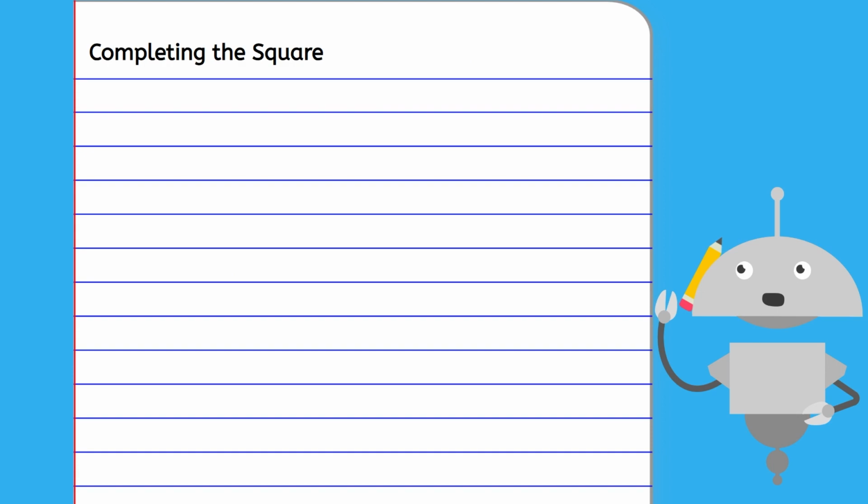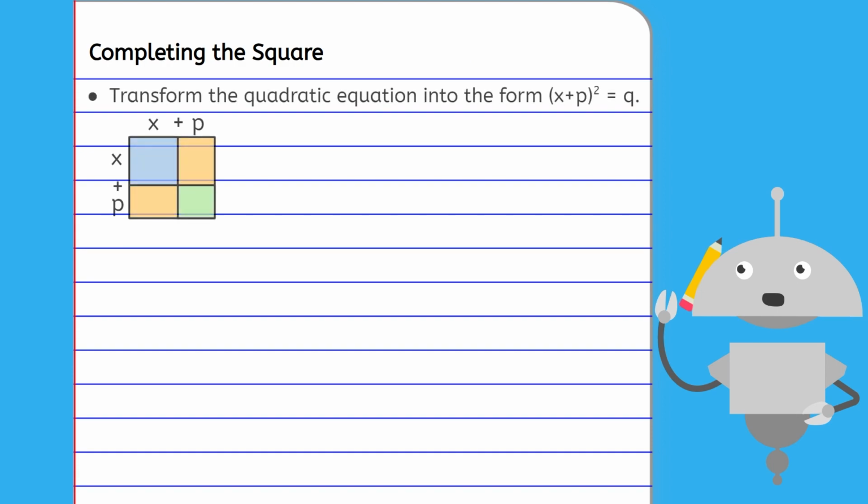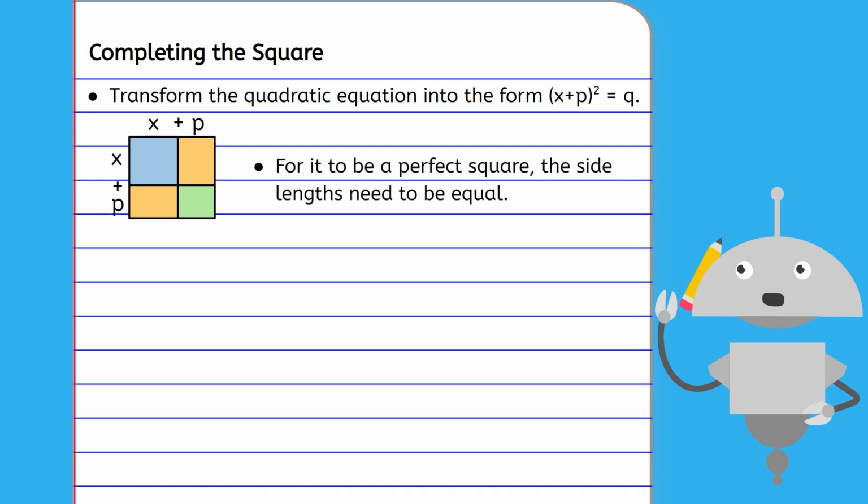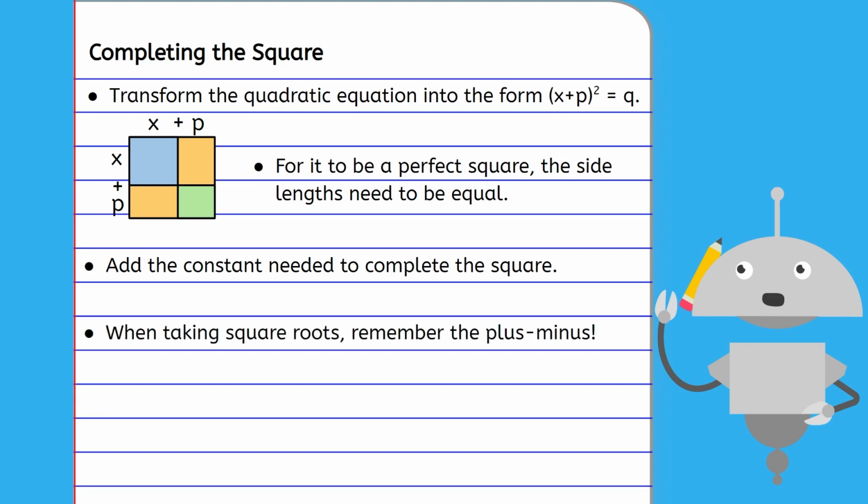With practice, completing the square can be quite an efficient tool. Remember, the goal is to transform the quadratic equation into the form x plus p squared equals q. We can do that with an area model by making the side lengths equal, which usually involves adding a constant term that completes the square. Once you have the equation in the desired form, we isolate x by taking square roots. And always remember the plus minus.